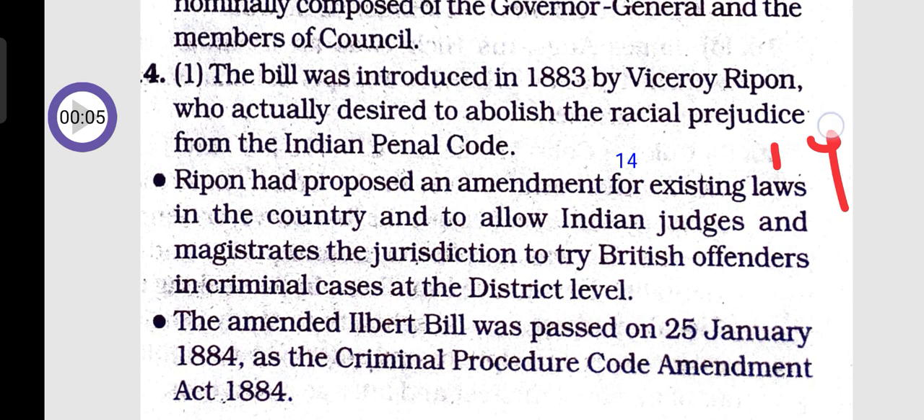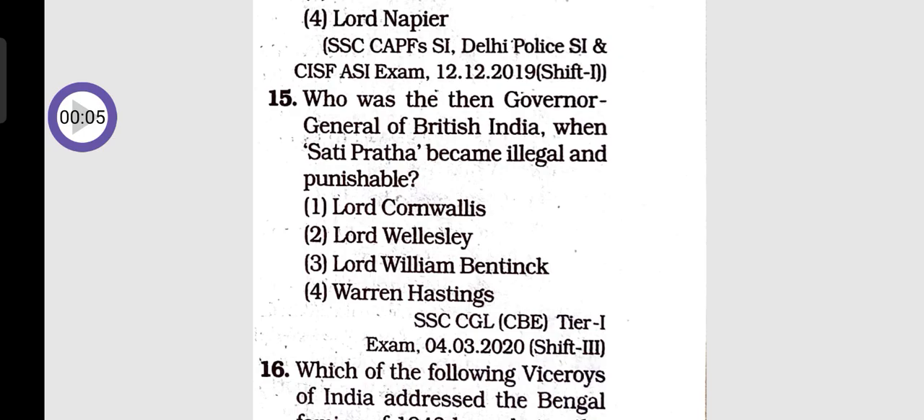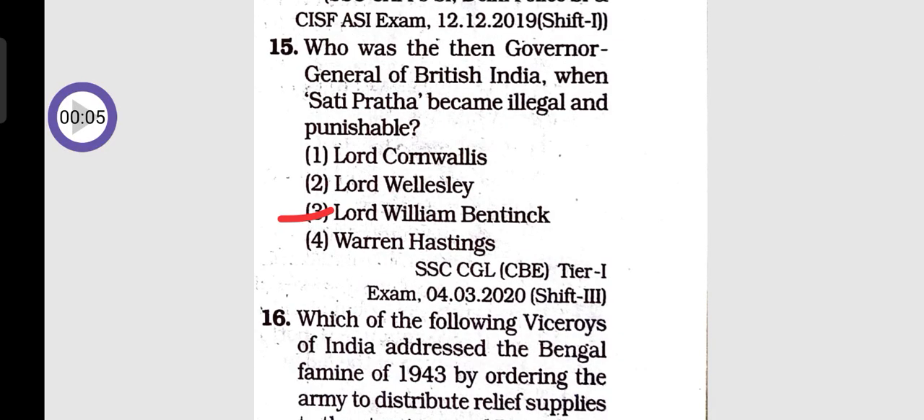Question number 15. Who was the then Governor General of British India when Sati Pratha became illegal and punishable? Option 1 Lord Cornwallis, option 2 Lord Wellesley, option 3 Lord William Bentinck, option 4 Warren Hastings. So the answer is option 3 Lord William Bentinck.